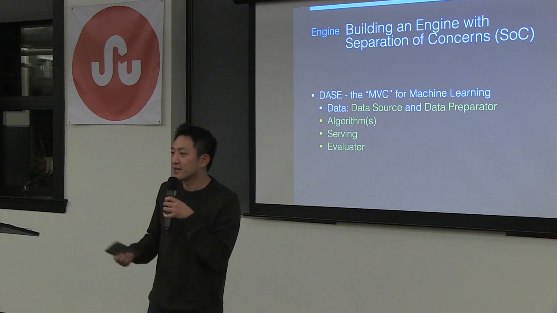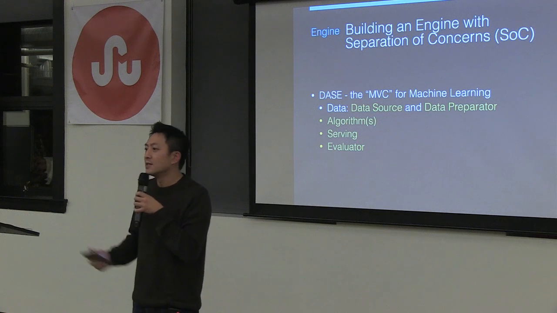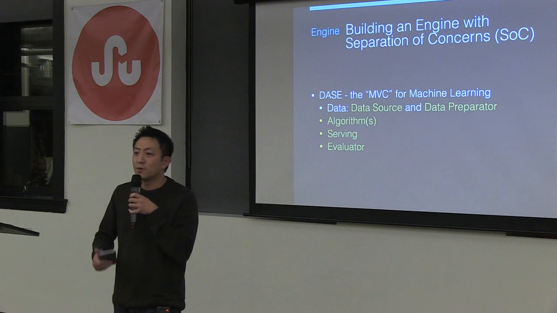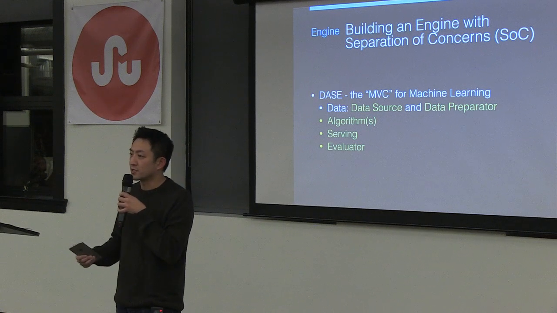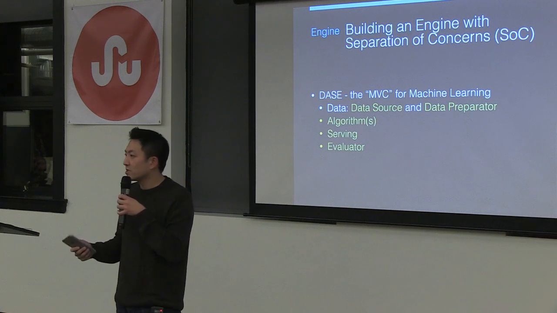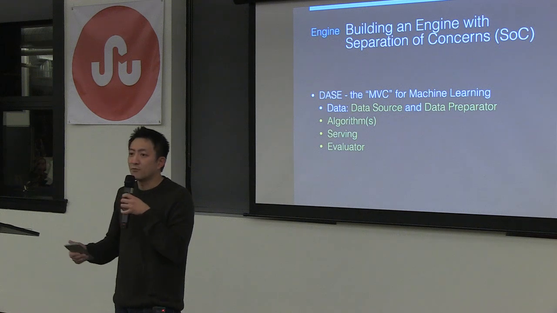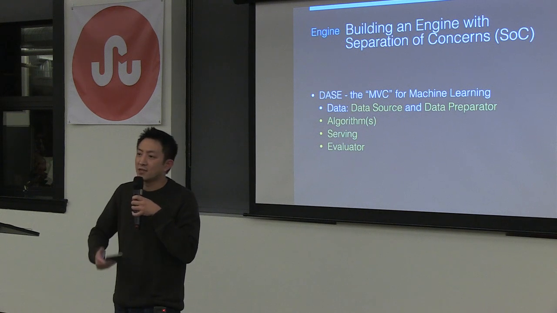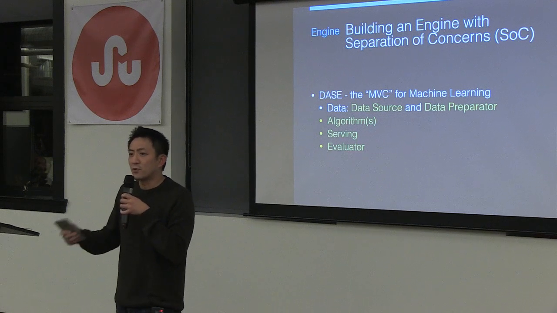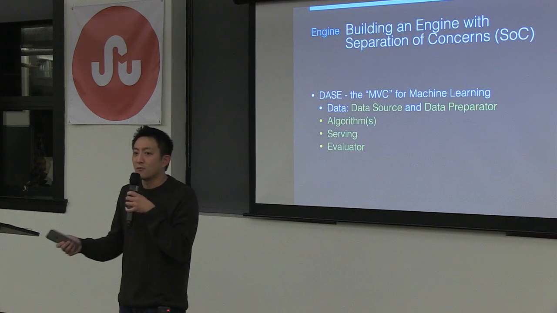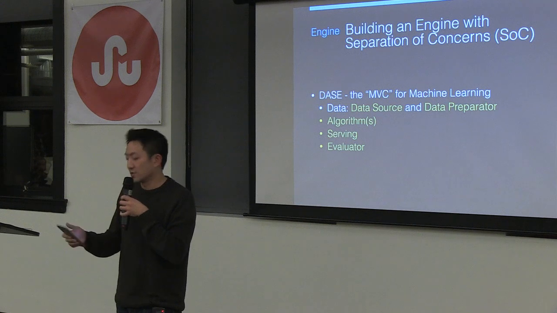A is algorithm or algorithms. So in an engine, you can have more than one algorithm, and you can evaluate them, you can combine them together. Which is a really common practice, that you start with one simple algorithm, and you want to evolve and test other algorithms. So we provide a separation of concerns. You don't need to worry about merging the code or whatsoever.